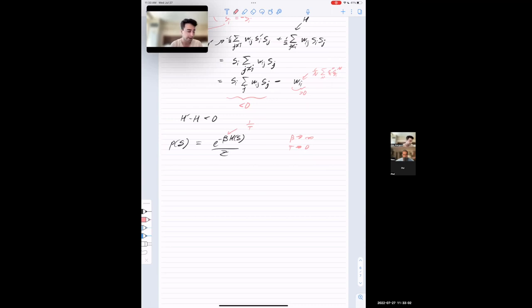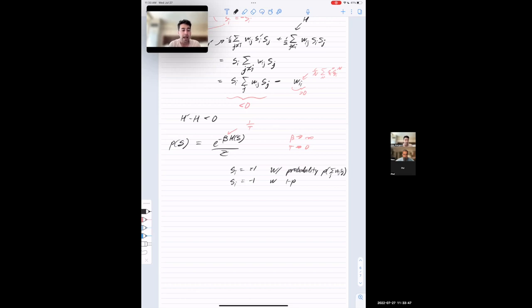So, I think I've written it exactly as I can write. So you could say something like, Si will equal plus one with probability p, and the probability will also depend on the sum over the j's of wij sj, and Si equals negative one with probability one minus p, but that probability will be softened. It'll actually be something that looks like a sigmoid.